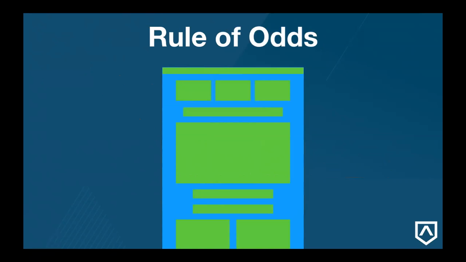The rule of odds tells us that humans tend to respond better to odd numbers than to even numbers of elements. This is related to symmetry in that even numbers, being divisible by 2, are more boring than odd numbers. For whatever reason, they engage the mind a little bit less. So using odd numbers of items on your page can help add interest to your layout.